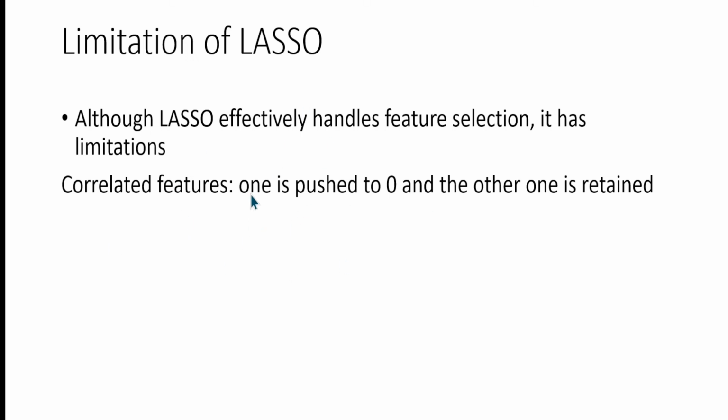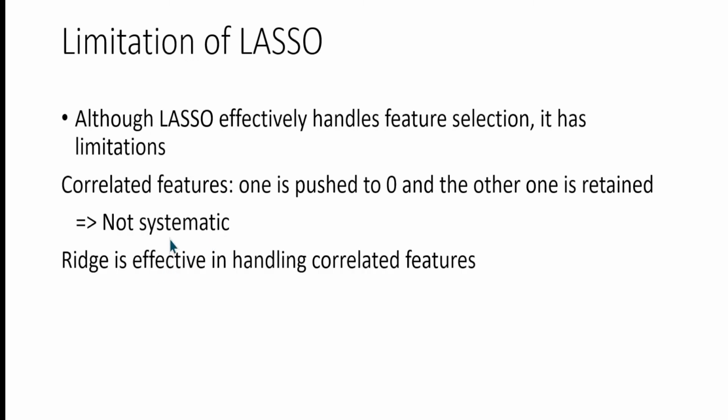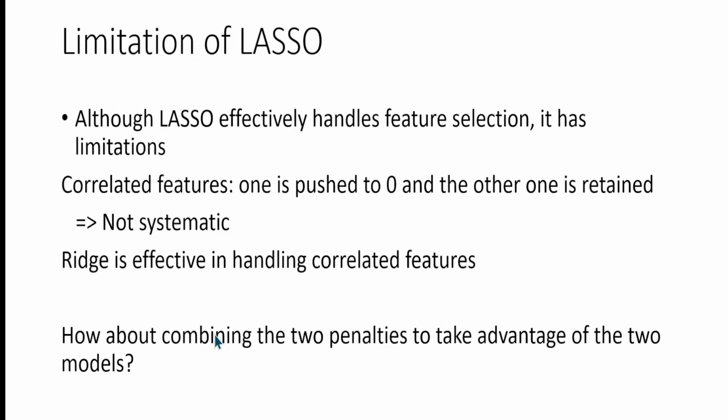And this process of one in and the other one out is not really systematic. So for this kind of problem, ridge is effective. Ridge regression is effective in handling correlated features, so LASSO has the biggest problem here. So what you want is to take advantage of the two. That means you want to combine ridge regression and LASSO regression. When you do that, you are applying elastic net.